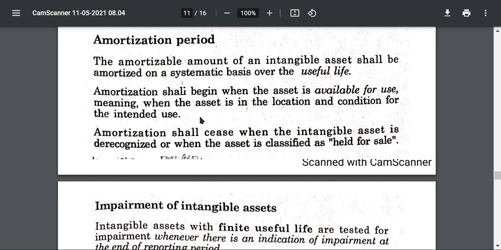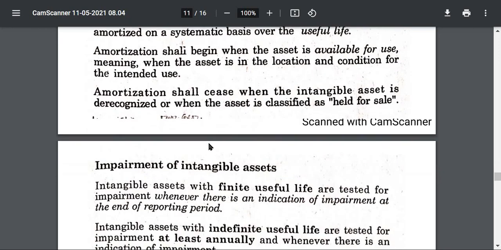And it shall cease, or magsa-stop siya, when the intangible asset is derecognized. So kapag tapos na yung useful life niya, or kapag the asset is classified na siya as held for sale, and kapag it's already in its condition na ibebenta siya. So kapag ang asset ay binibenta, di ba? Hindi na siya dapat in-amortize. So kapag si PPE, it is now held for sale, meaning ibebenta na siya, dapat si PPE hindi na pwede i-depreciate. So the same applies to intangible assets.